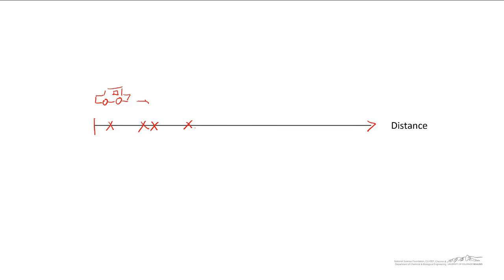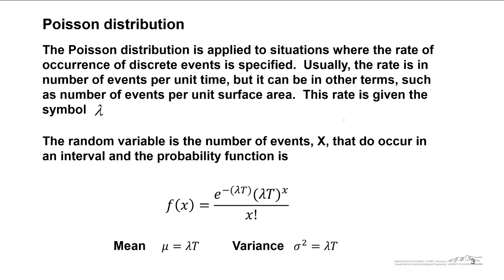Potholes are discrete events that occur in a continuous interval. If we zoomed in on any subinterval, regardless of how small it is, you can potentially have two occurrences or events that are occurring right next to each other in time. So the Poisson process is when you have discrete events that are just randomly occurring in some continuous interval. The distribution function for the Poisson distribution is given down here.